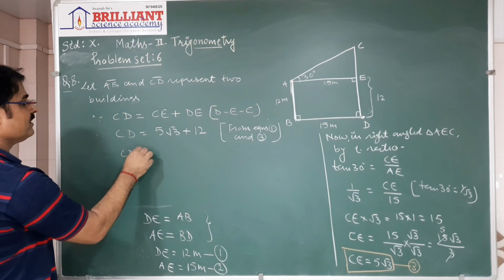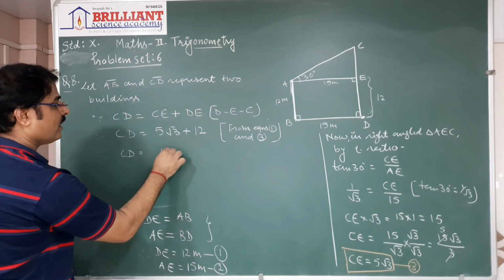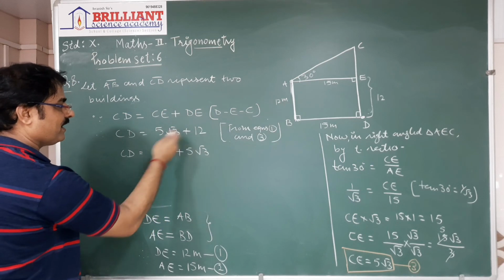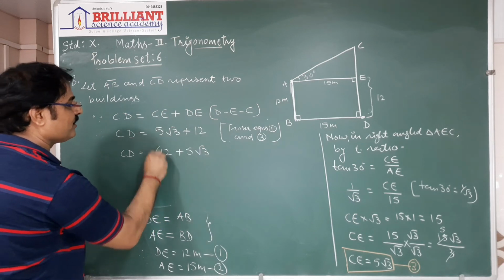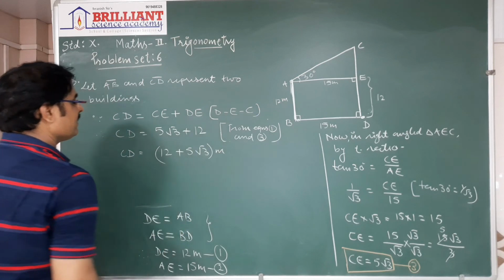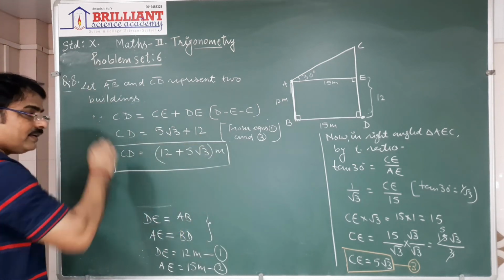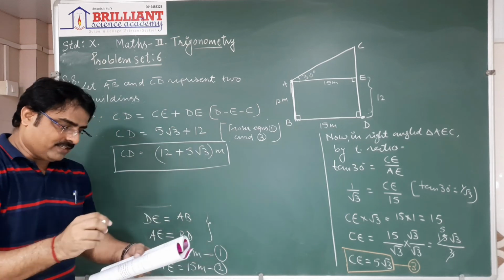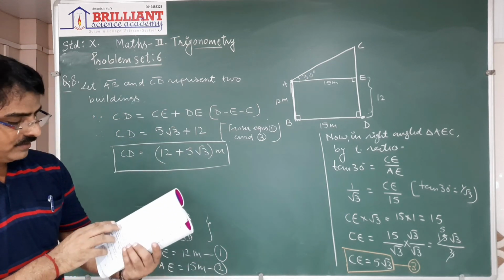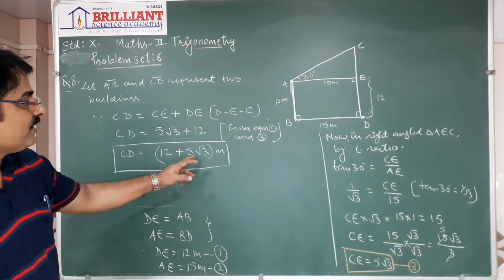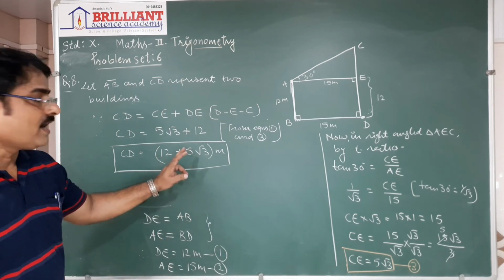So students, CD is equal to 12 plus 5 root 3. आगे पीछे लिख सकते हैं. पहले 12 लिख दिया plus 5 root 3. This is in meter. This is the height of the second building. In this question, root 3 is again not given. So we will not put the value of root 3. So this is our answer.